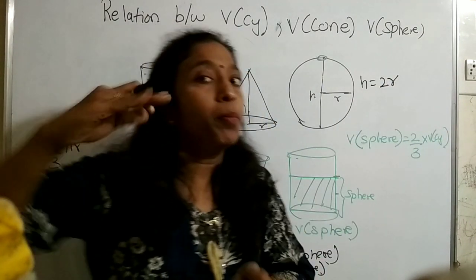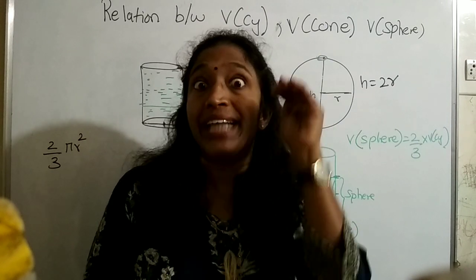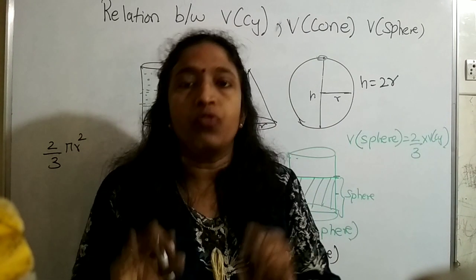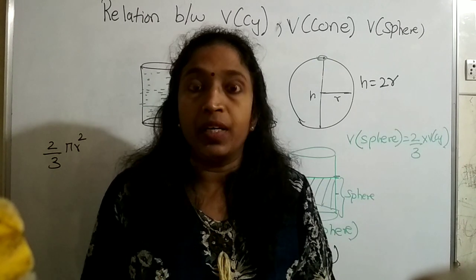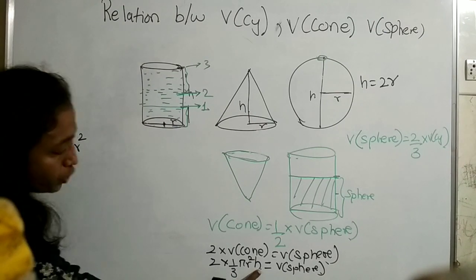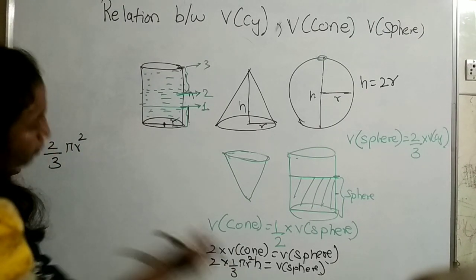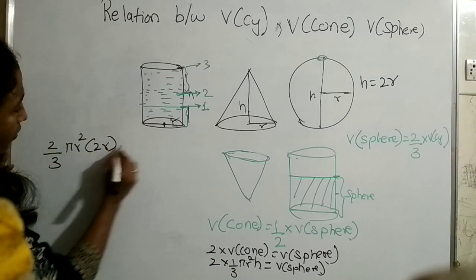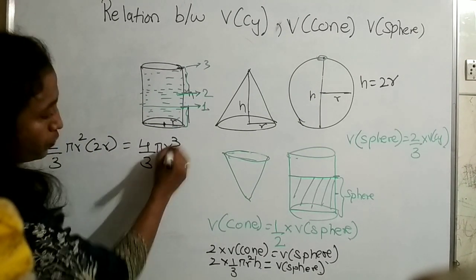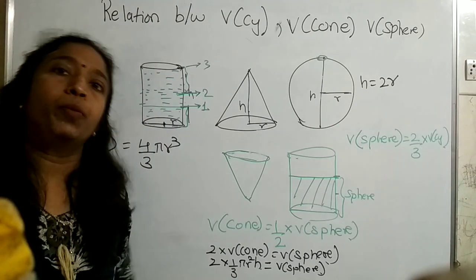Whenever we talk about the height of a sphere, it is nothing but the diameter, and diameter is 2r. So we will never have a height other than the diameter for a sphere. Everything will be in terms of r. So when I substitute 2r instead of h, in 2/3 pi r square h, I will get the relation 4/3 pi r cube. So we get the volume of sphere formula as 4/3 pi r cube.